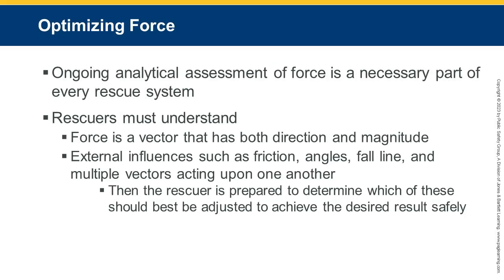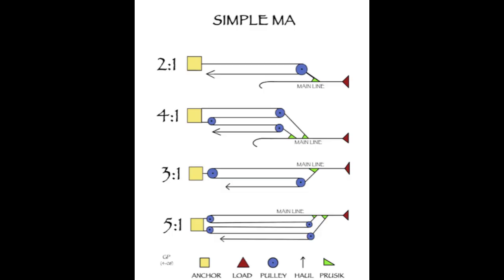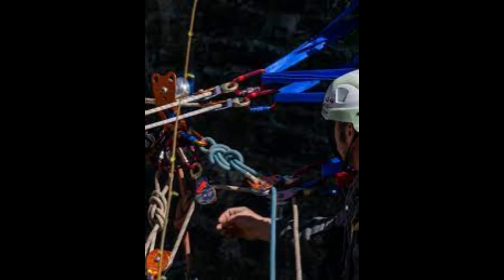When we talk about optimizing force, we're really talking about thinking critically about how every pound of pull or push in your system behaves. First, force isn't just a number. It's a vector, which means it has both direction and magnitude. That's important because it tells you where the rope is pulling and how hard. Second, there are all kinds of external influences that can change how that force acts. Things like friction at edges or anchors. Angles in the system that can multiply or reduce force. The fall line. Remember how a load naturally wants to move downhill. Multiple vectors acting together, which can either help or hurt your system.